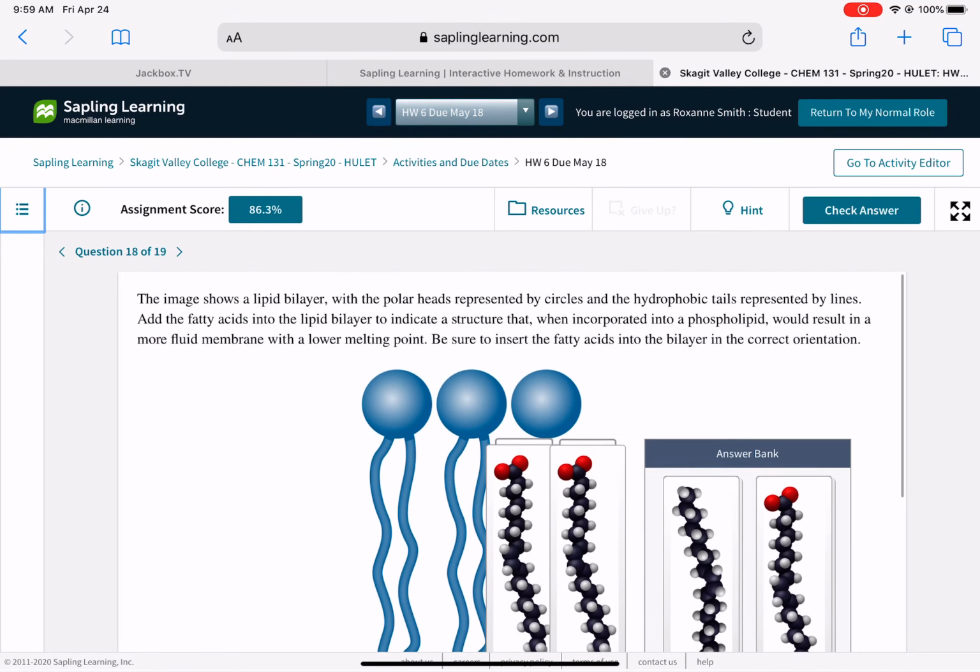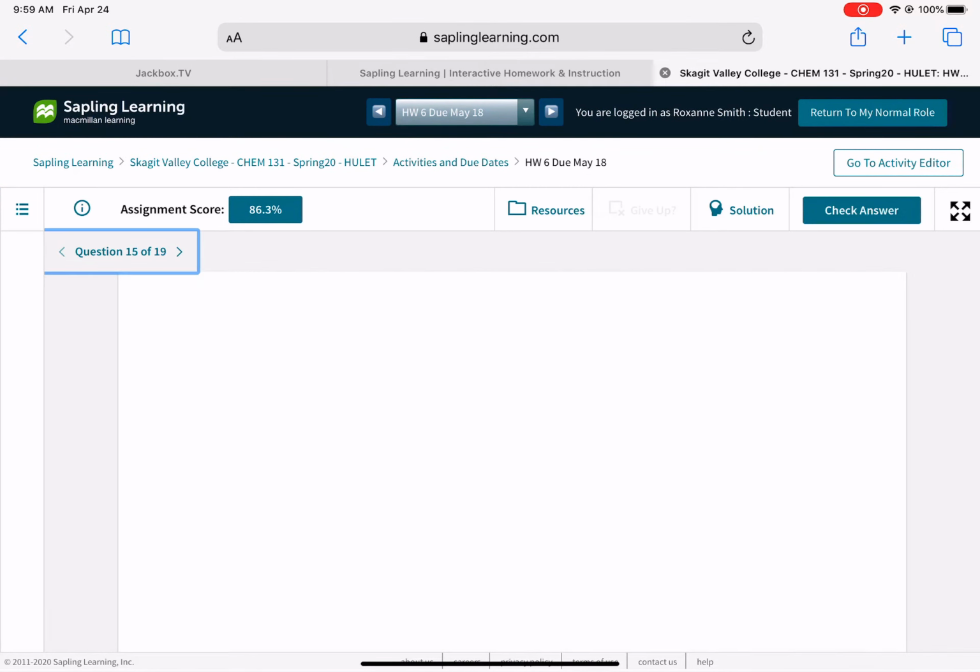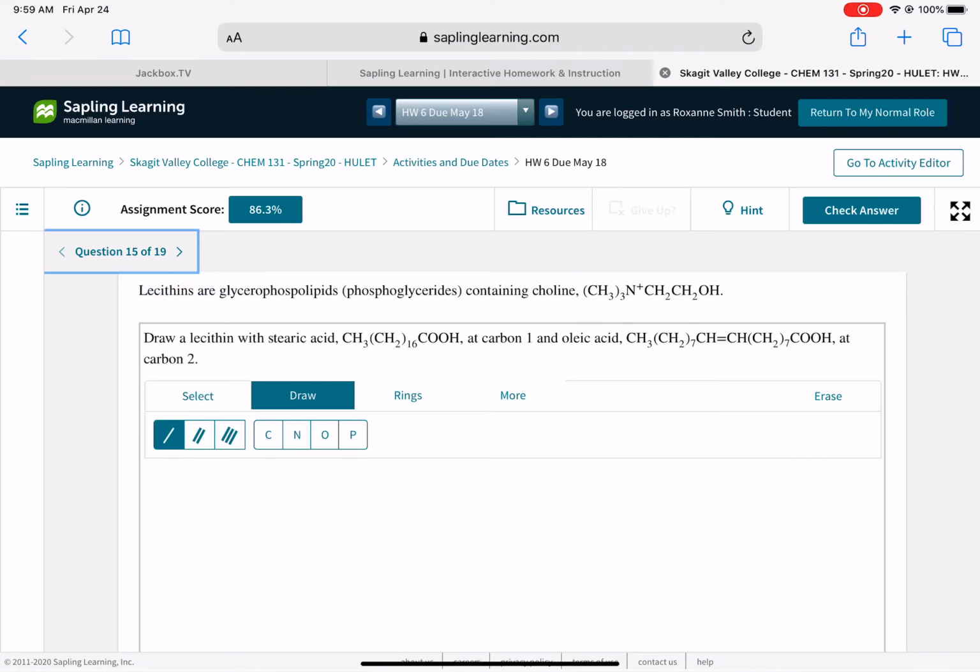So that's question 18. The other one that I want to look at is question 15, because I feel like when you look at this question, it's probably going to intimidate you. It's probably going to freak you out. So what you need to do, first of all, is look into your notes on section 19.6. You drew a structure of a lecithin, and that's what this problem is asking you to do. It wants you to draw a lecithin.